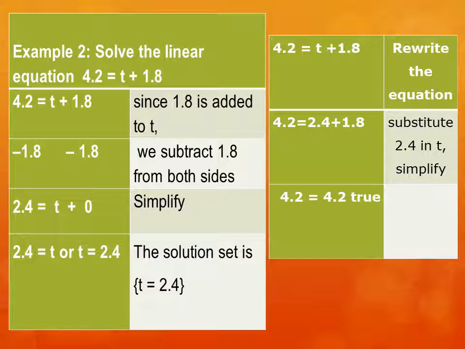Then we are going to simplify. So 4.2 is equal to 2.4 plus 1.8. Then 2.4 plus 1.8, that is 4.2. Then it satisfies our equation. So it is true. Then our answer is correct.